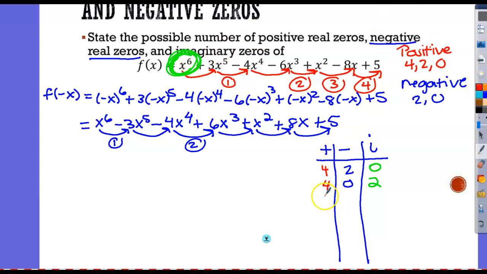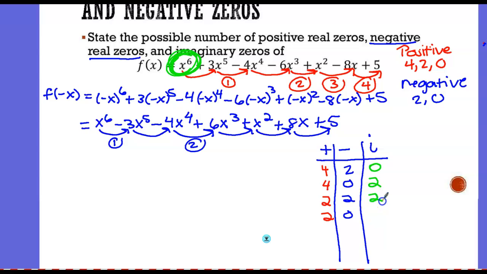Let's go with our possibility of 2 positives. If I have 2 positives, I still could have 2 negatives or 0 negatives. And I have to figure out how many imaginaries there would be. So 2 plus 2 is 4, but I need that total to be 6, so there's another 2 there. 2 plus 0 is 2, but I need that total to be 6, so there could be 4 imaginaries.